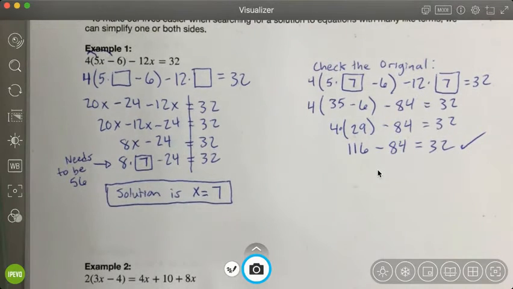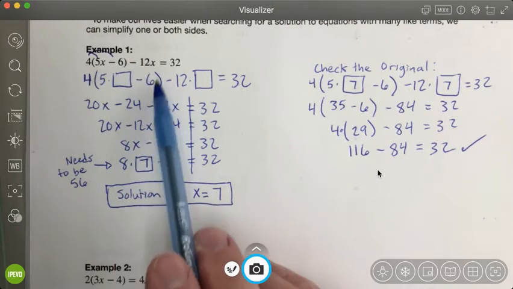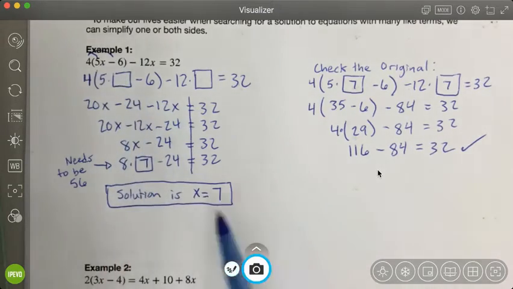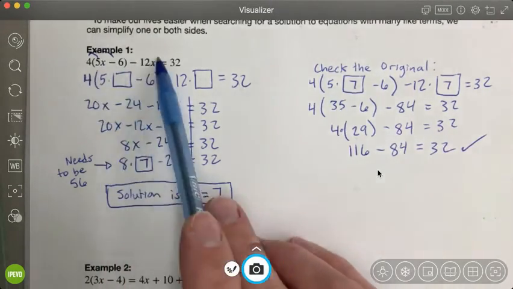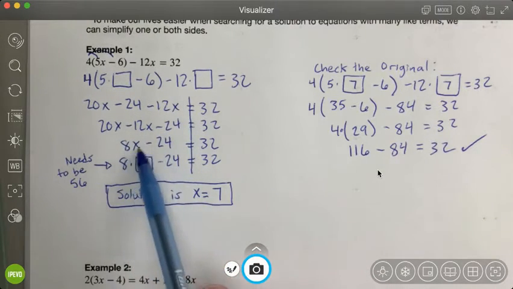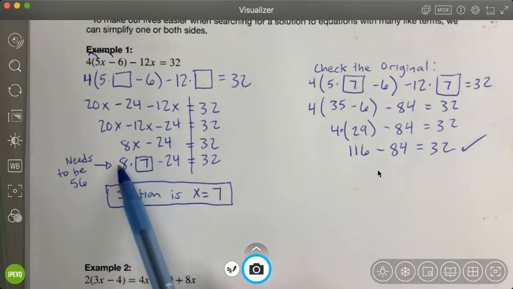So once again, I'm trying to figure out the solution that makes this true, but it's pretty difficult when I have 2 x's happening and multiple operations like 4 times whatever's in parentheses. So all I did was take this and simplify it till I got something that was a lot easier to test. And then I said, what has to go in for x? Well, in this case, it has to be 7 because 56 minus 24 is 32.